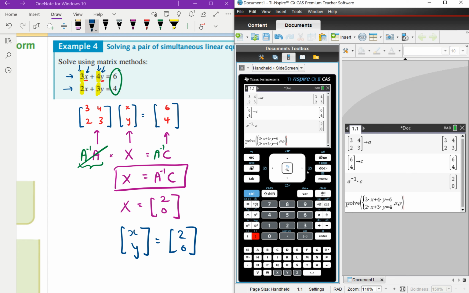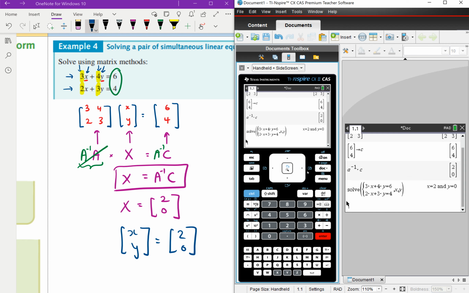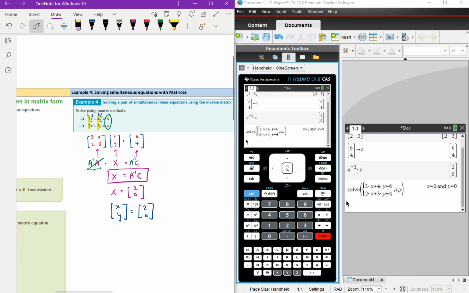That will also do the same thing, and it'll say X equals 2, Y equals 0. So that's what you would have done in year 9, year 10 in terms of algebra. But now we're doing matrix solving. That's all you need to know. So this is the formula to find the X matrix. Okay, and that's all they're doing for each and every one of these examples here.